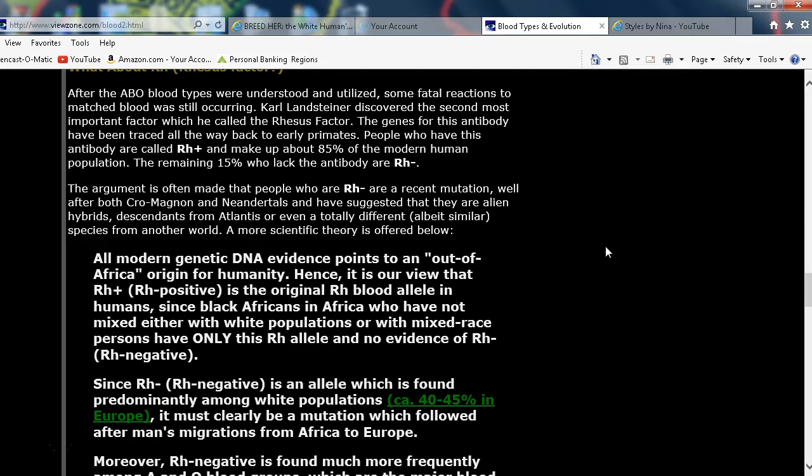Hence, it is our view that Rh positive is the original Rh blood allele in humans, since black Africans in Africa who have not mixed either with white populations or with mixed race persons have only this Rh allele and no evidence of Rh negative.